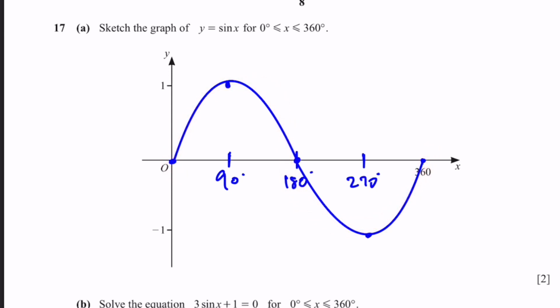Sine graph. It should look somewhat like a sound wave, you know. If you study physics, you'll know what a sound wave is. Sine wave will also be something like that. Sine graph.